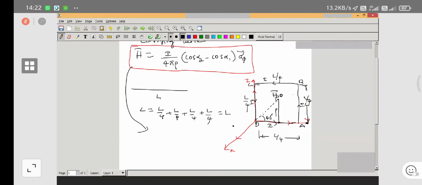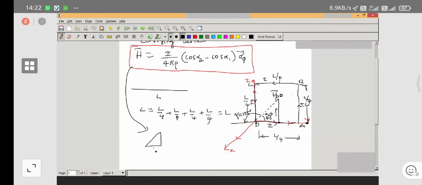What is this angle? This angle is 135 degrees. Take this as the alpha 1 angle, which is 135. This is the alpha 2 angle, which is 45 degrees.